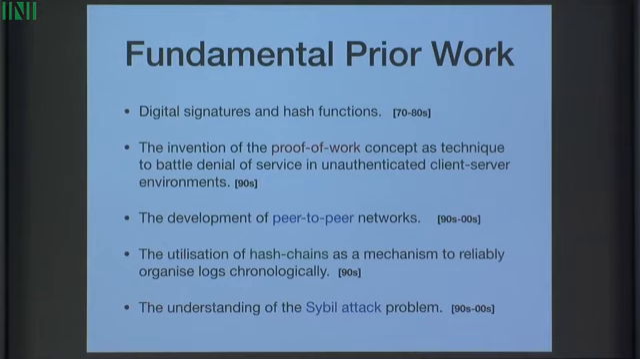So, as Nigel very nicely presented in the first talk today, there was a lot of fundamental prior work that influenced the Bitcoin blockchain. So I would just point out some of them that were really instrumental. The first very instrumental aspect was proof of work, understood as a concept that can fight denial of service in settings where you don't have authentication. Then we have the development of peer-to-peer networks, the utilization of hash chains, which we have also seen how important they were, and the wider understanding that Sybil attacks are a serious problem.